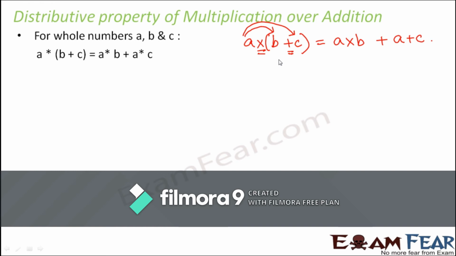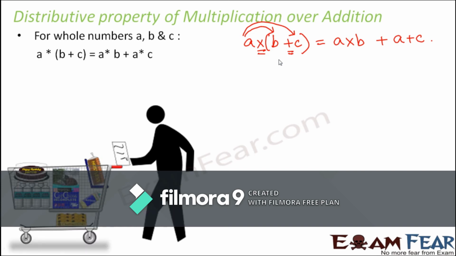Now you might be thinking, why do we need such a complicated property at all? Why do we need this distributive property? So let me give you a real life example. Let's say that you went to the shop, you did a lot of shopping. You bought 9 water bottles. And you also purchased 9 pastries. Maybe you were planning to organize a party at your home. So you bought 9 water bottles and you bought 9 pastries.